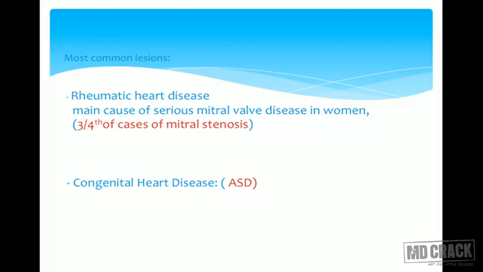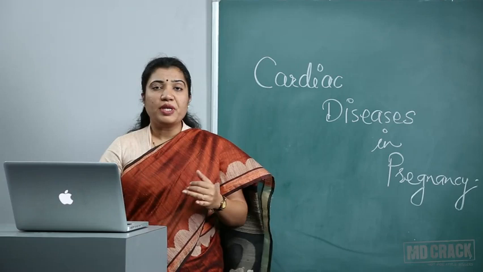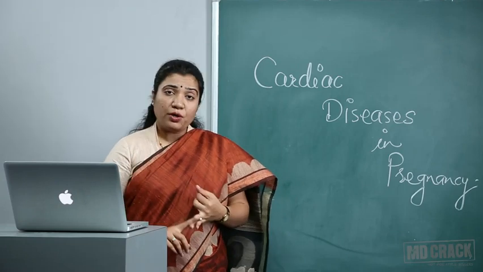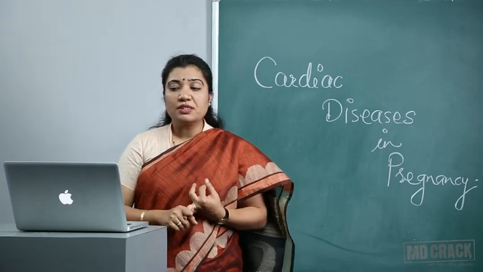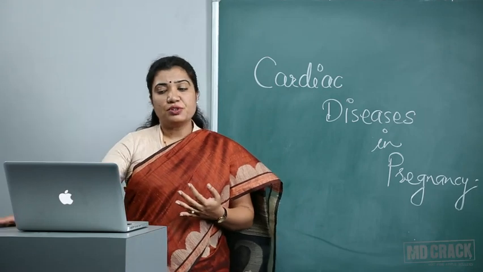Let's give weightage to these diseases which are most commonly seen. Rheumatic heart disease is the main cause of serious mitral valve disease in women. Almost 3/4 of cases of mitral stenosis are because of rheumatic disease. So we should all know penicillin prophylaxis and the care to be taken during rheumatic heart disease. We should be well versed with this disorder.